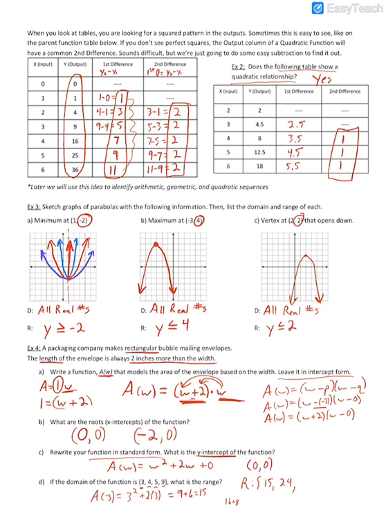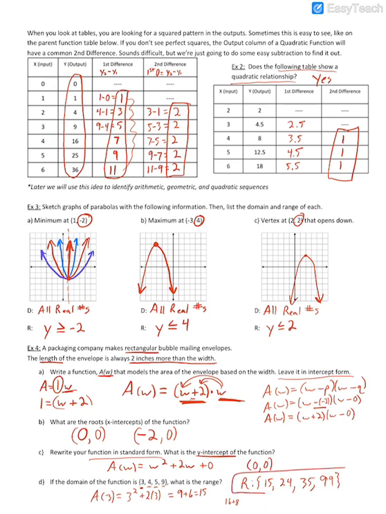Take the 5, plug it in. We've got 25 plus 10 is 35. Sorry. Took a little second there. And take the 9 and plug it in. 9 squared is 81. 2 times 9 is 18. 81 plus 18 is going to give me 99.